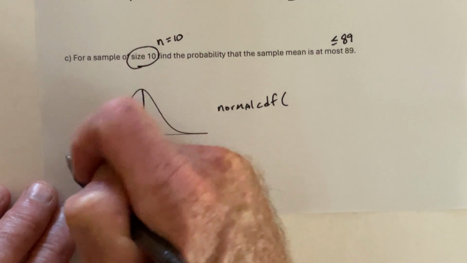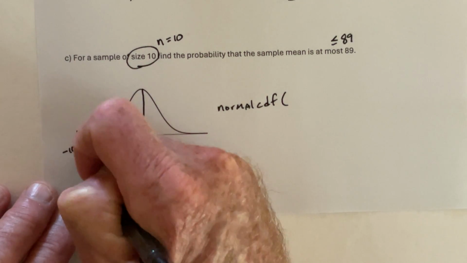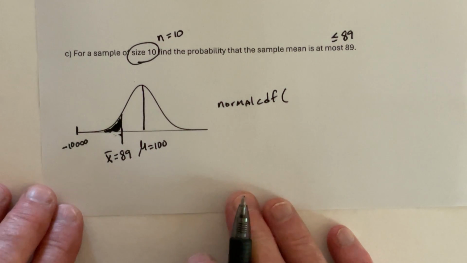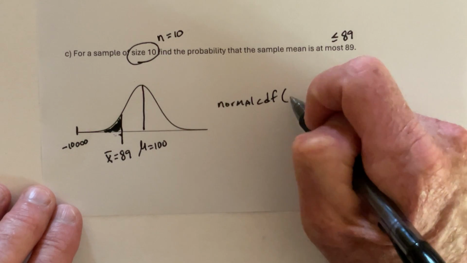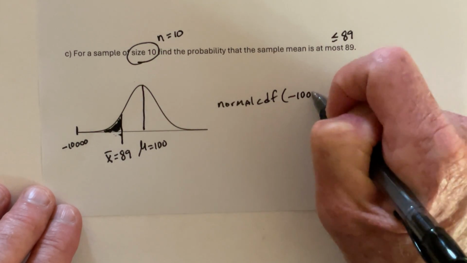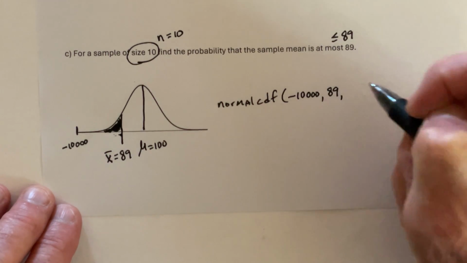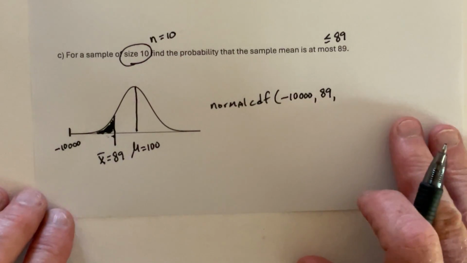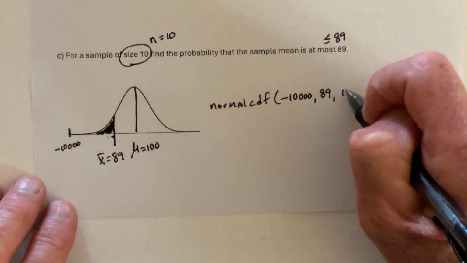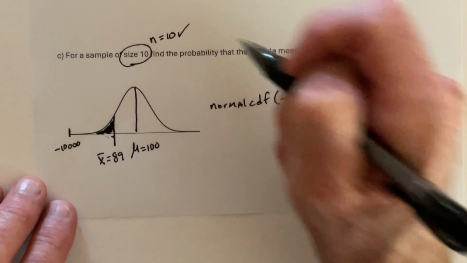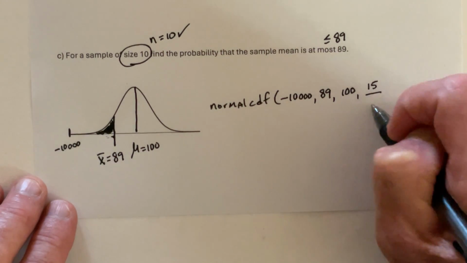So I don't know what number goes over there. So I'm going to put something sort of big and way to the left, like negative 10,000. So start the shading at negative 10,000 and then shade all the way up to 89. And the mean is 100 and the standard deviation is 15, but then don't forget to divide by the square root of 10.